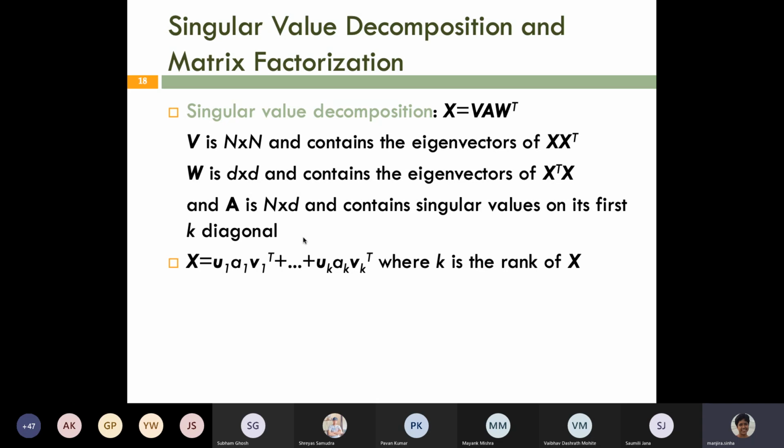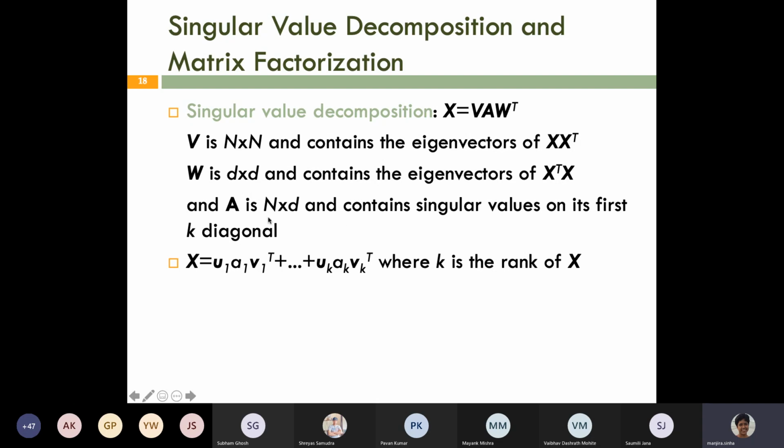So now the only non-zero elements in A are the K diagonal elements. And why only the first K, or first 300? Because these eigenvalues, or singular values, are sorted in order of their magnitudes from highest to lowest. So basically we are taking the first K highest singular values.